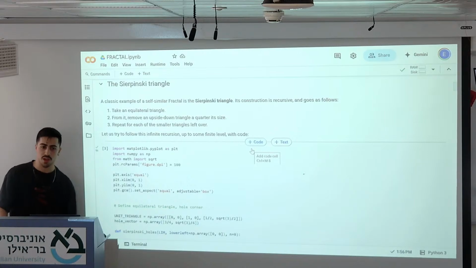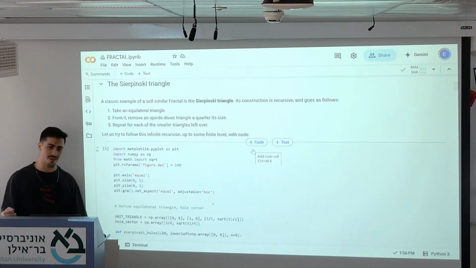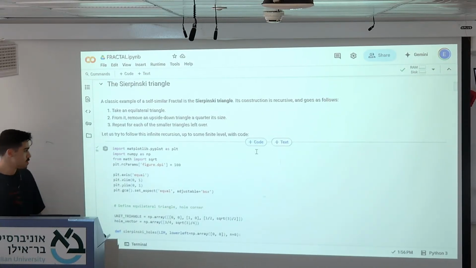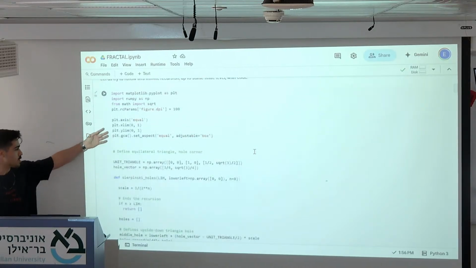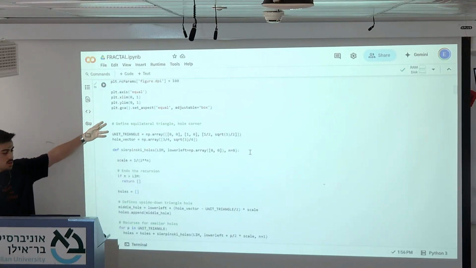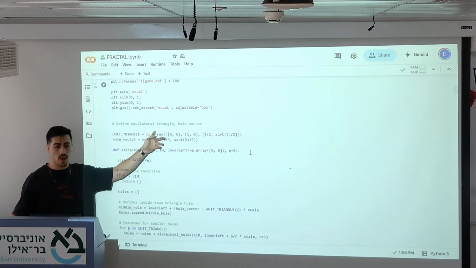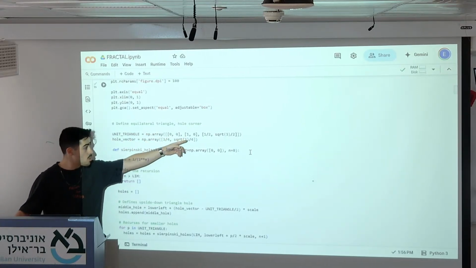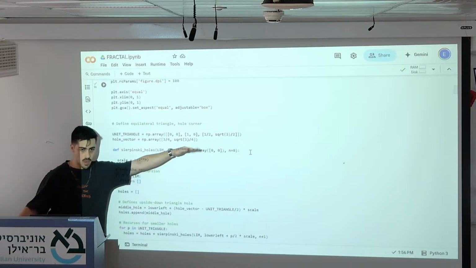Now we'll try to follow this definition up to some finite level with code. So we import the libraries, whatever, axes, and then we define just a unit triangle: 0, 0, 1, 0, and the correct height of a half, right?